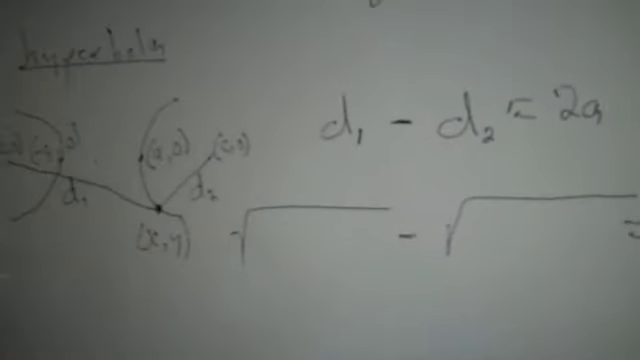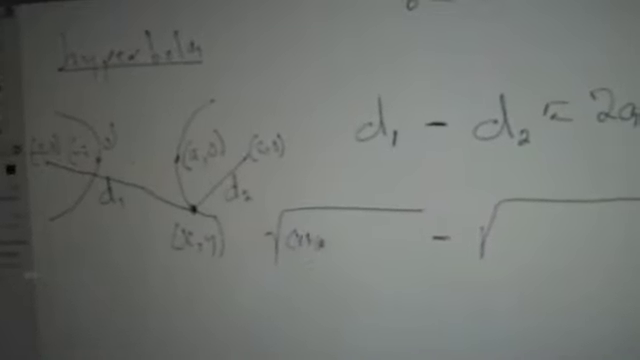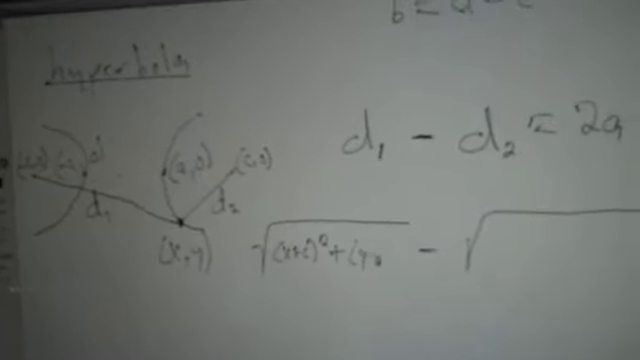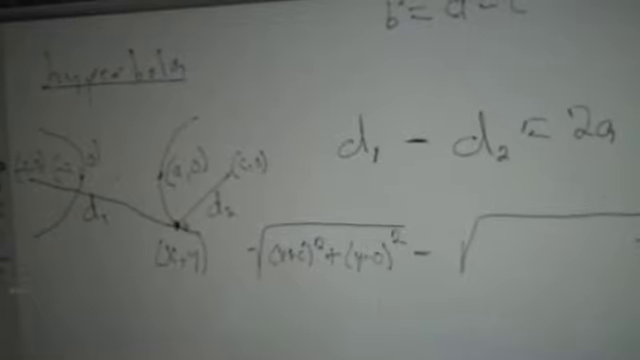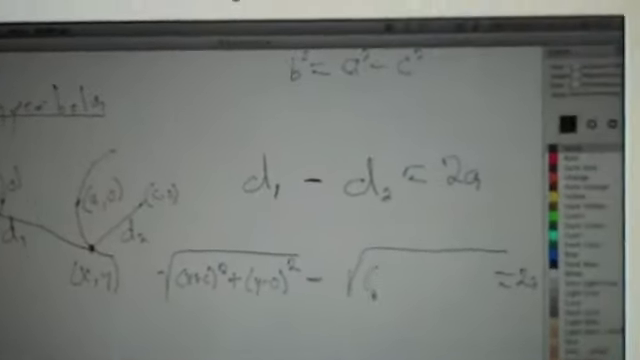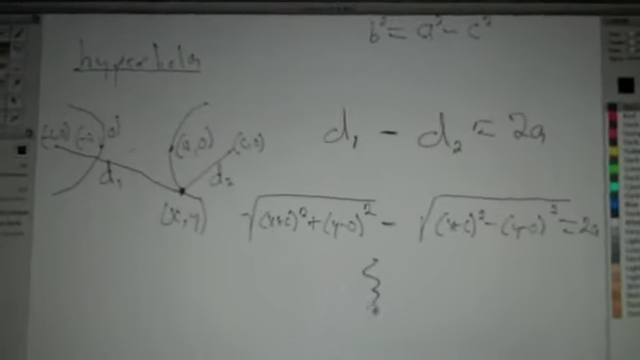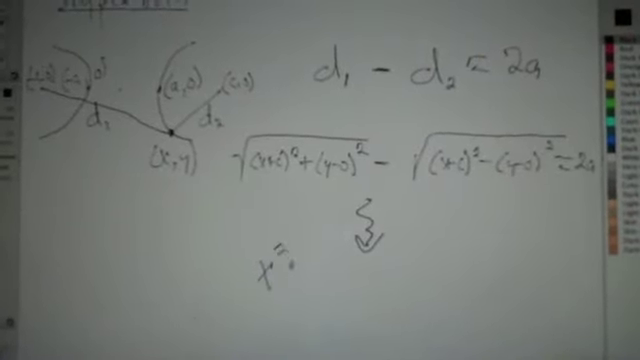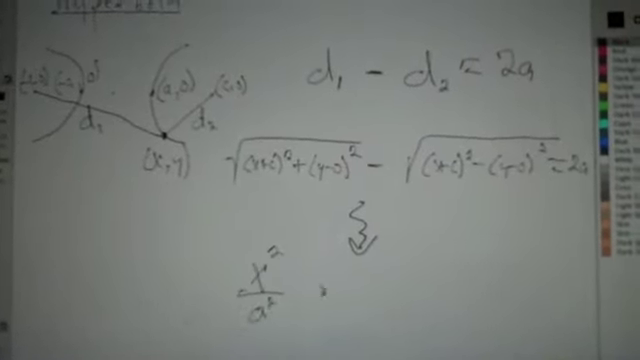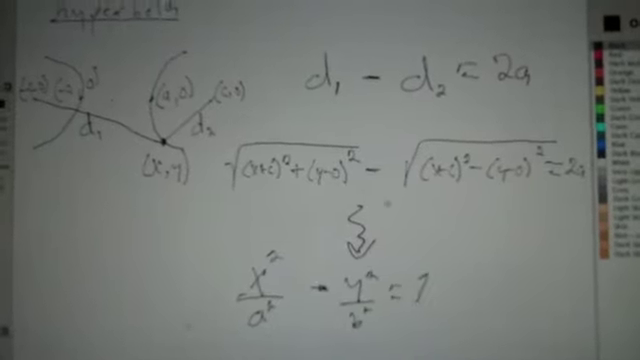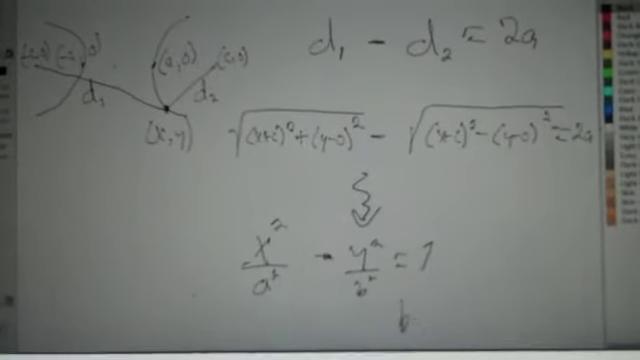Okay, distance 1's right here. x minus a minus c, which is x plus c. y minus 0 squared. Distance 2, x minus c. y minus 0 squared. Do a whole bunch of algebra. And the answer comes out to be x squared over a squared minus y squared over b squared equals 1. Once again, b squared just magically appeared. So somewhere along the line we made a substitution.